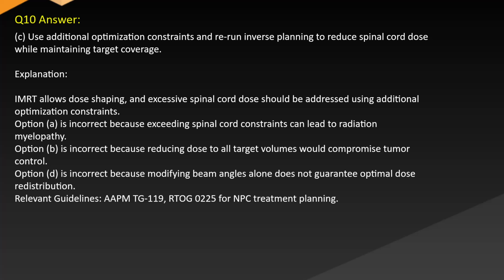Answer: C. Use additional optimization constraints and rerun inverse planning to reduce spinal cord dose while maintaining target coverage. Explanation: IMRT allows dose shaping, and excessive spinal cord dose should be addressed using additional optimization constraints. Option A is incorrect because exceeding spinal cord constraints can lead to radiation myelopathy. Option B is incorrect because reducing dose to all target volumes would compromise tumor control. Option D is incorrect because modifying beam angles alone does not guarantee optimal dose redistribution. Relevant guidelines: AAPM TG-119, RTOG 0225 for NPC treatment planning.